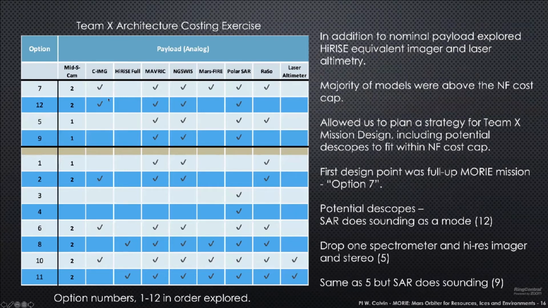So the first row here, option 7, is our full up MORIE mission. And the first thing we wanted to have a look at was potential descopes. We were baselining, if we have the two modes, then one potential descope would be dropping one potential instrument. The next potential descope is actually dropping one of the spectrometers as well as the high resolution imager and the stereo, and we would do stereo through repeat acquisitions of sites. And then a final potential descope that would have SAR do the sounding mode again.